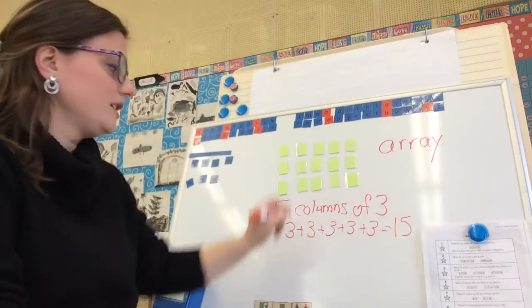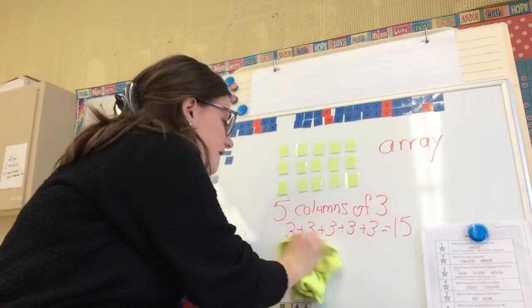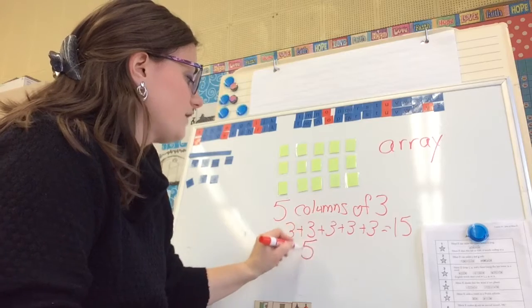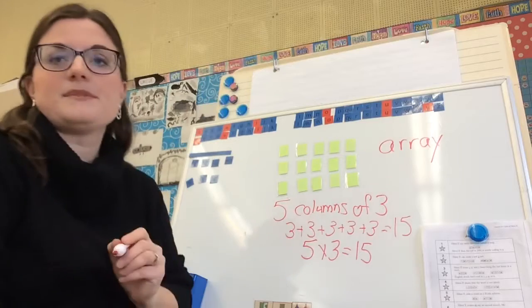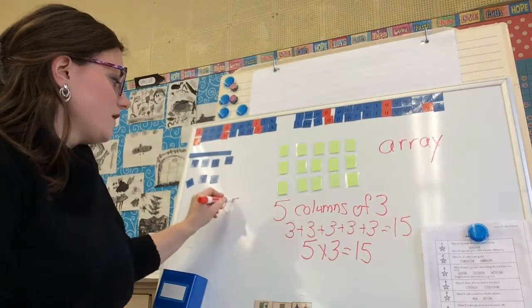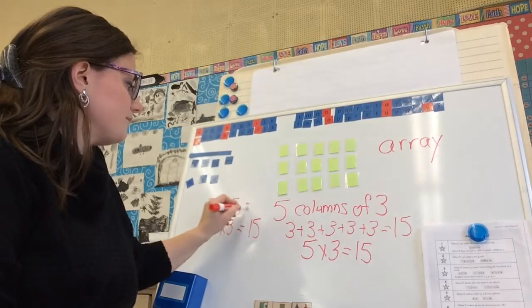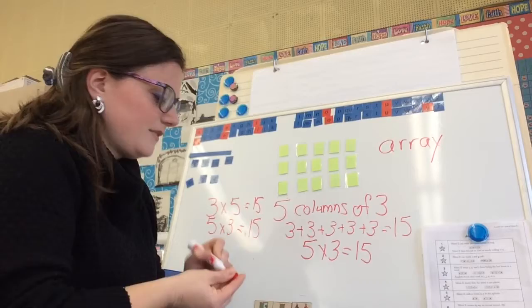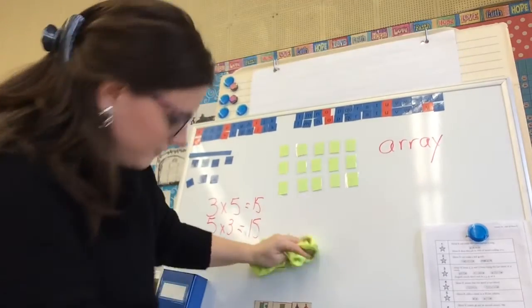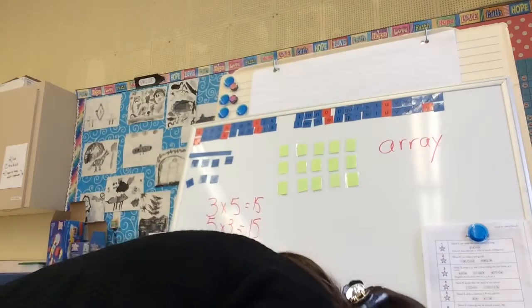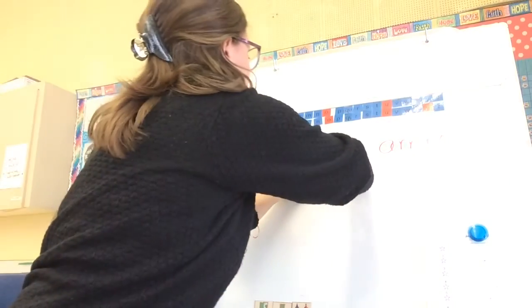Or I can write it, because they're equal groups, I can do 5 columns times 3 in each column equals 15. So again, I can write 3 times 5, or I can write 5 times 3. They will both give me 15. Now, the other thing that I can do, whoops, just dropped my marker there, is that I can turn my array.